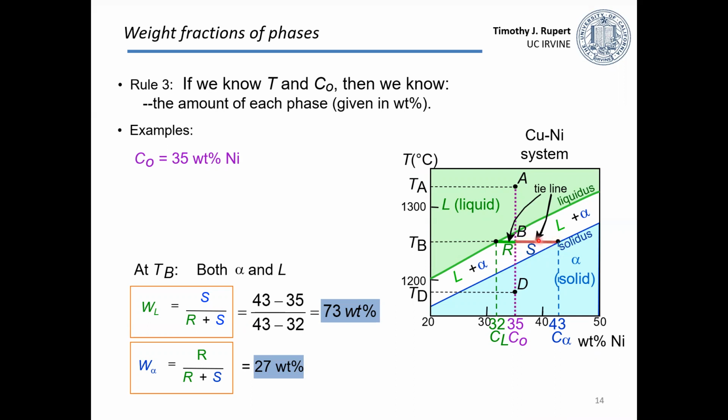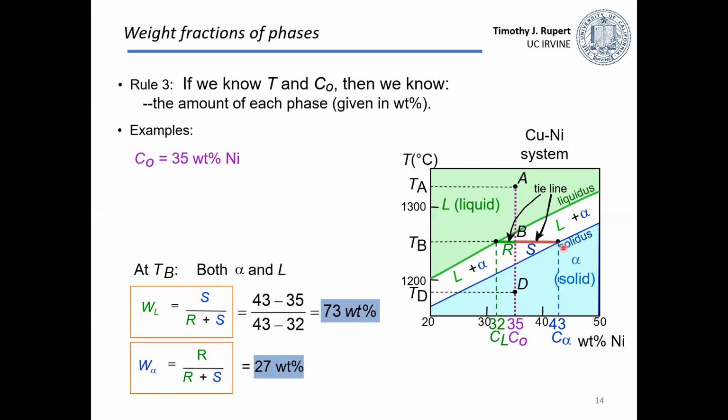Okay, so this is that line S, all right? What's the length of line S? It's easy to see. It's actually 43 minus 35. So it's 8 weight percent, okay? And I'm going to divide the length of that line by the total length of this line. And that's again easy to see. So 43 minus 32. So it's going to be 11. We take that ratio, and this tells us that we should have 73% liquid, right?